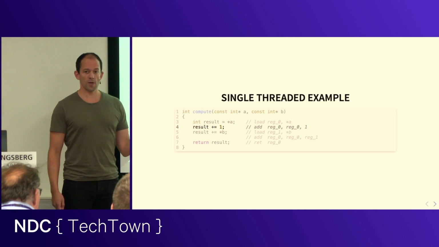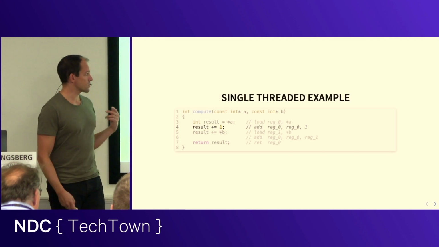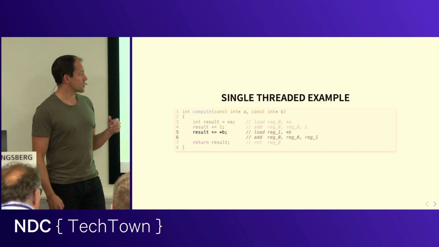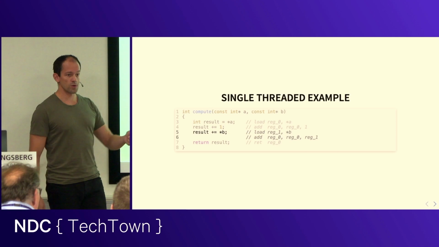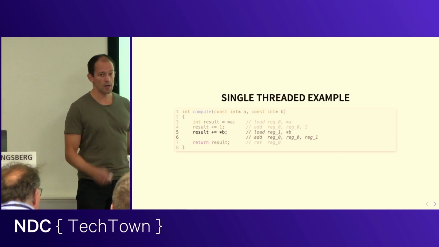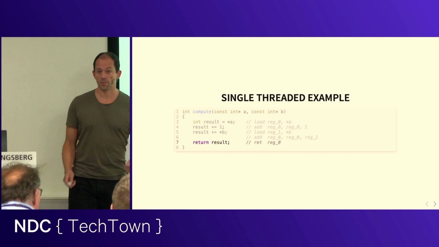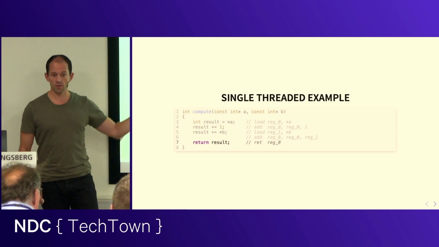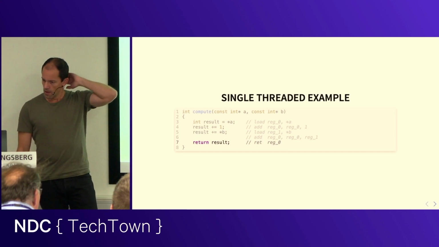Then we add together 1 and reg0, store that in reg0. Then we take whatever B is pointing to, store that in another register, and then we add those registers together and return. Okay, so that's some simple pseudo assembly to do this function here.